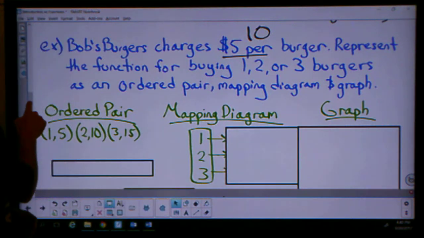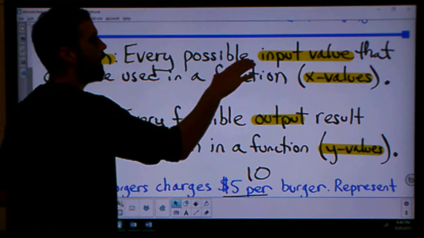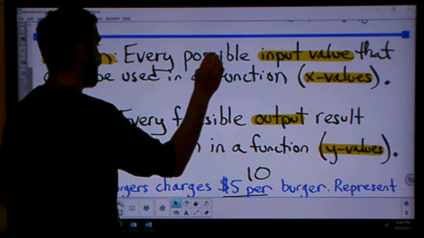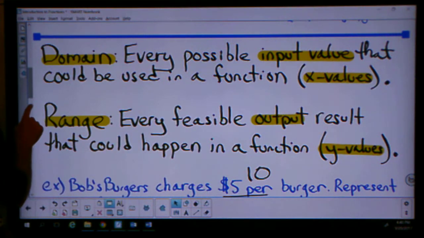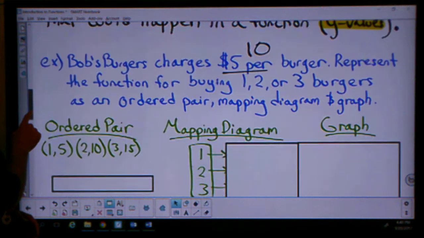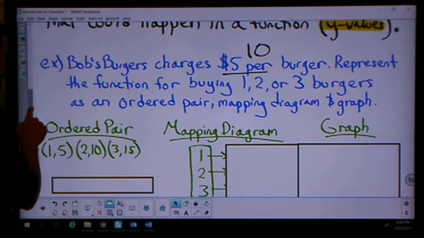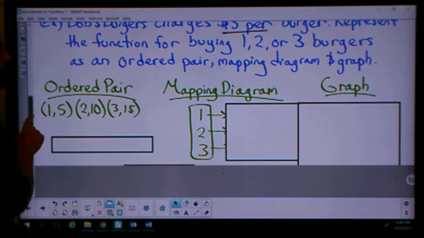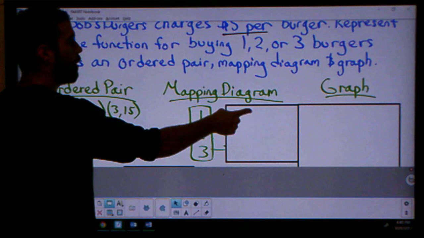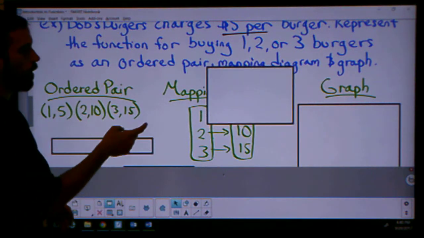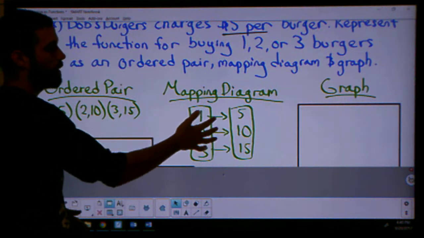Because remember, just like it says up above, the domain is every possible input value that could be used in the function. It's just the x values. What we had in this situation is that our input values were 1, 2, and 3. So that means when we create the mapping diagram, you would want 1, 2, and 3 to be on the left, and then the corresponding amounts that you would spend on getting those burgers would be 5, 10, and 15. So this would be the mapping diagram.